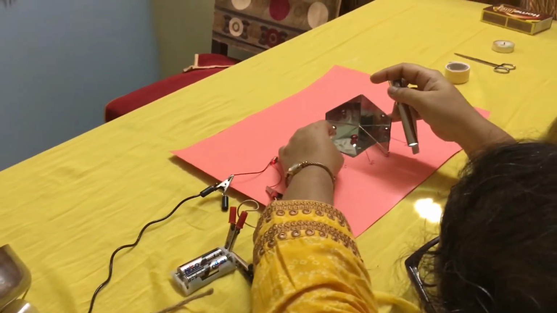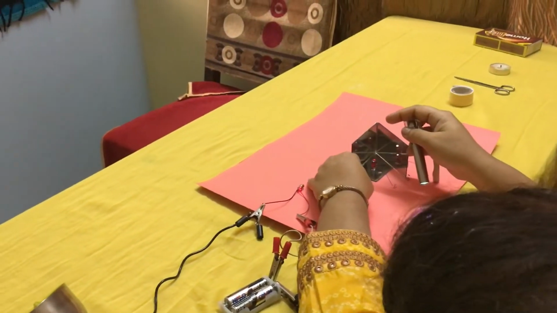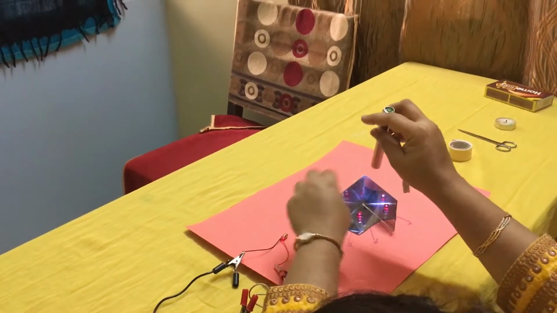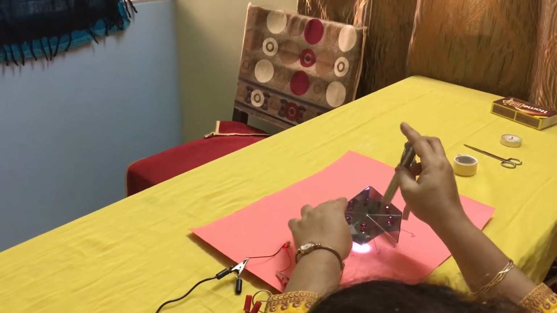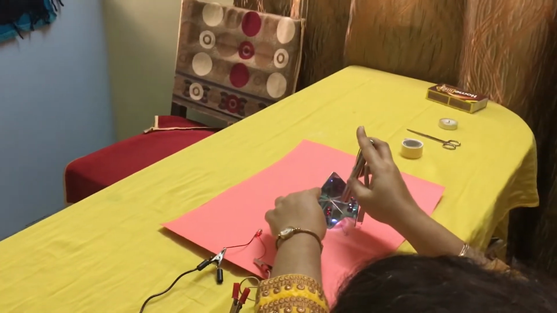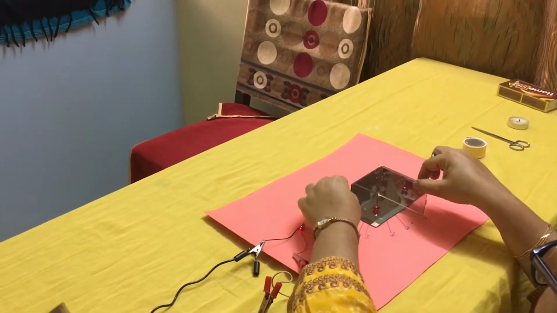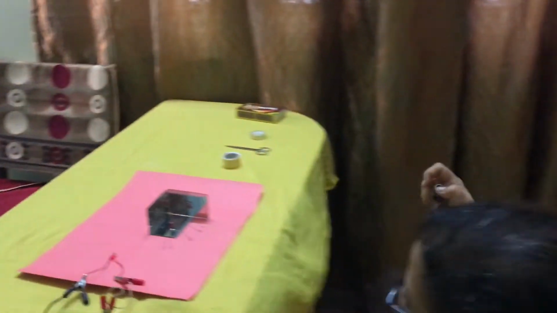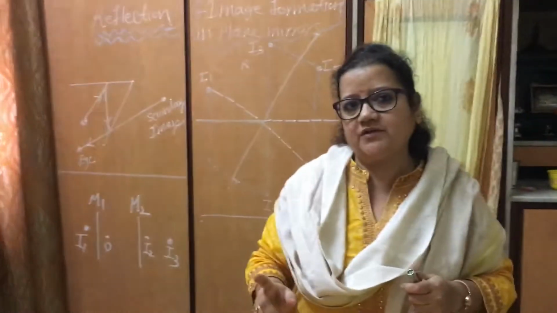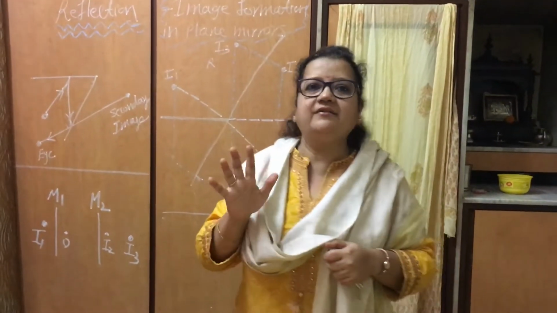For example, if I make it 60 degrees, there are a total of 5 images, 3 on this side and 2 on this side. And if it is some 50 degrees, then 6 images are formed, and so on. Quantitatively, there is a very simple formula: 360 degrees divided by the angle, minus 1. If the angle is 60, then 360 divided by 60 is 6, minus 1, so 5 images will be formed.